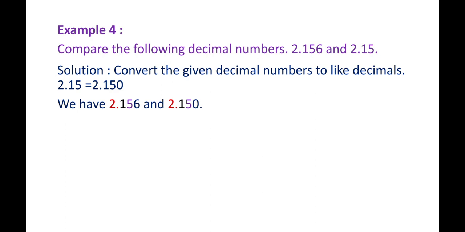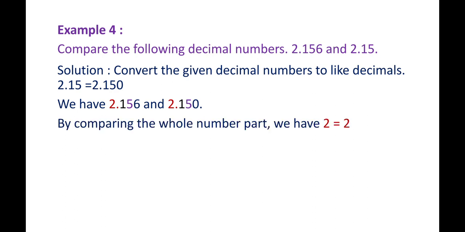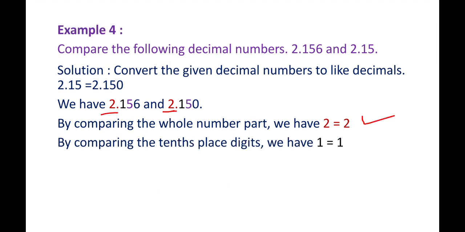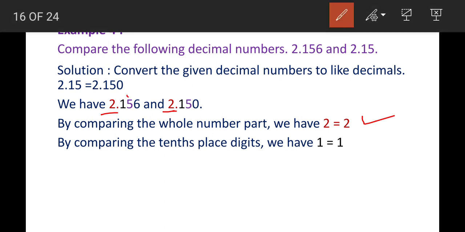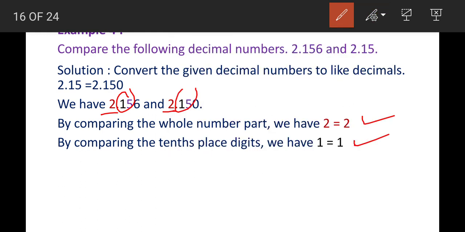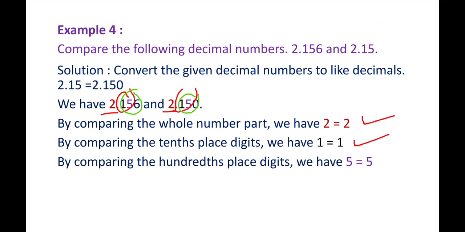First step is we have to compare the whole part. By comparing the whole part, we have in both the numbers 2 and 2, so we can say that both are equal. Next, you have to compare the 10th place digit. Here in the 10th place it is 1 and 1, so again we can say that these two are equal. Next move to another digit. Here it is 5 and 5, so the digit present in the 100 place is also equal.